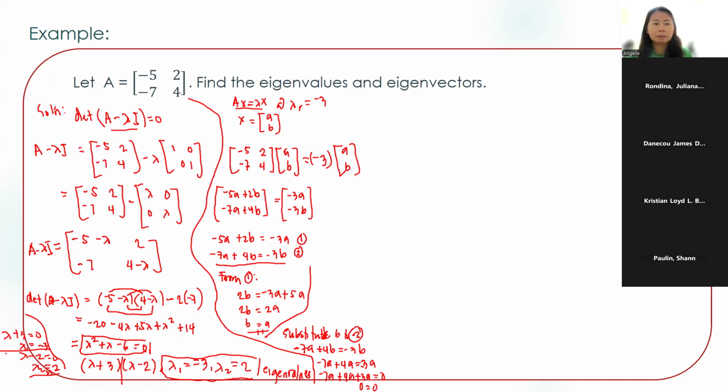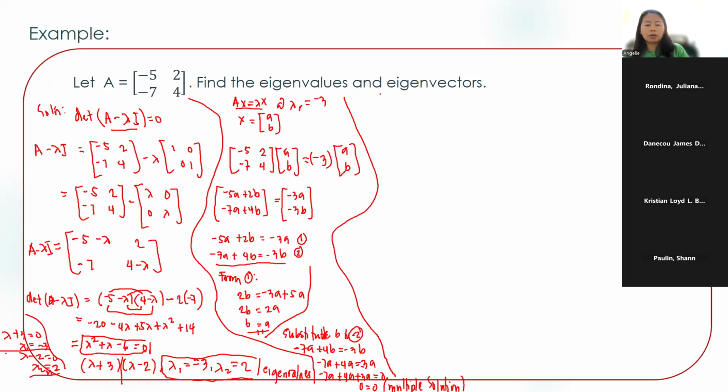Can you still see it? What does this mean? We have 0 equals 0. Now, if we have RREF here, if we get 0 equals 0, what do we have? We have multiple solutions. I hope you can still remember that.